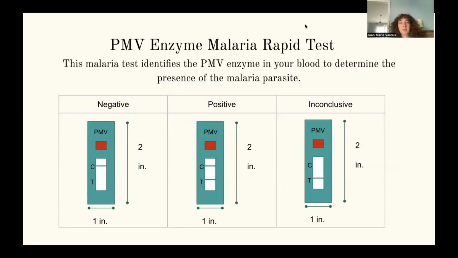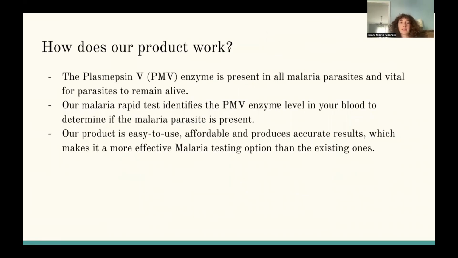Our device is called the PMV enzyme malaria rapid test. This malaria test identifies the PMV enzyme in your blood to determine the presence of the malaria parasite. Our idea is to identify the activity of the PMV enzyme to determine if an individual has malaria, because the plasmepsin V enzyme, also known as PMV, is present in all malaria parasites and vital for parasites to remain alive. So, if an individual has a malaria parasite in their bloodstream, they will also have the PMV enzyme present in their blood. Our product is easy to use, affordable, and produces accurate results, which makes it a more effective malaria testing option than the existing ones.